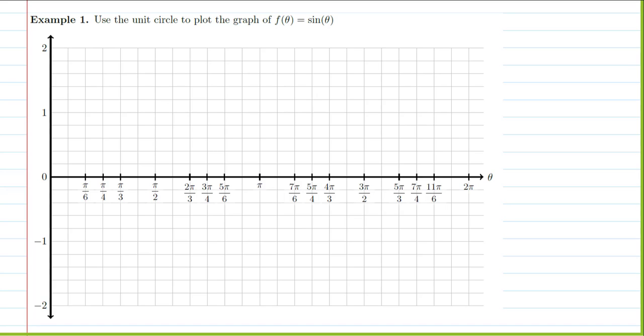Alright, so the first thing we want to do is use the unit circle to plot the graph of f of theta equals sine theta. The first thing we want to note is that when we're graphing these, I can very rarely think of a time we will use anything but radians. So remember, if we don't specifically say otherwise, we will assume radians.